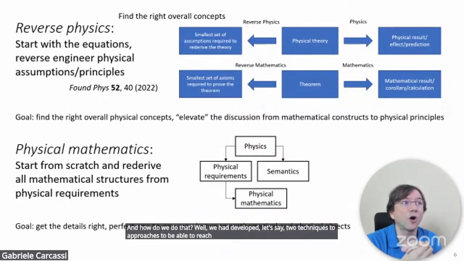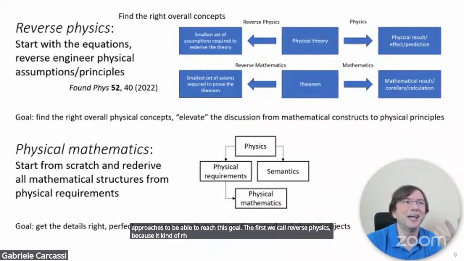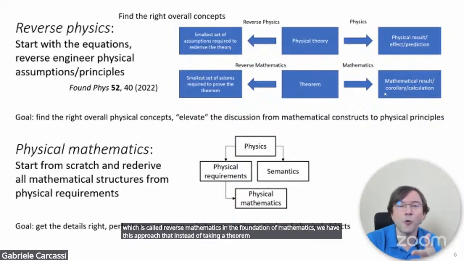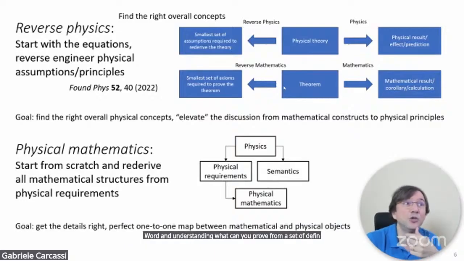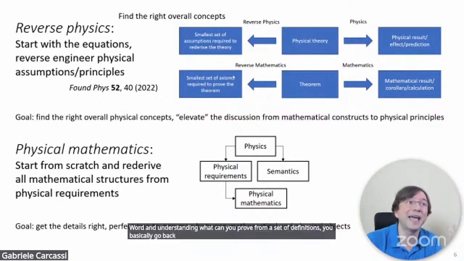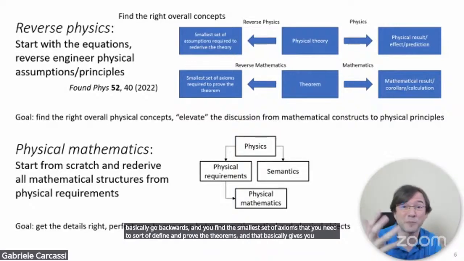The first we call reverse physics, because it kind of rhymes with the approach in the foundation of mathematics, which is called reverse mathematics. In the foundation of mathematics, instead of taking a theorem and going forward and understanding what you can prove from a set of definitions, you basically go backwards and find the smallest set of axioms that you need to define and prove the theorems, and that basically gives you an insight on the structure of mathematics itself.